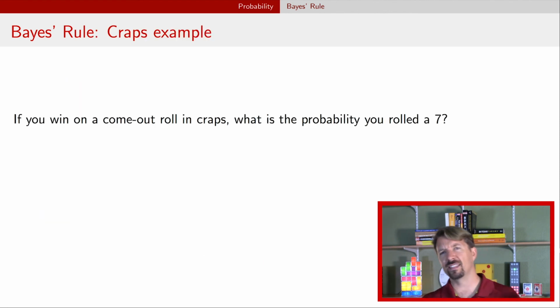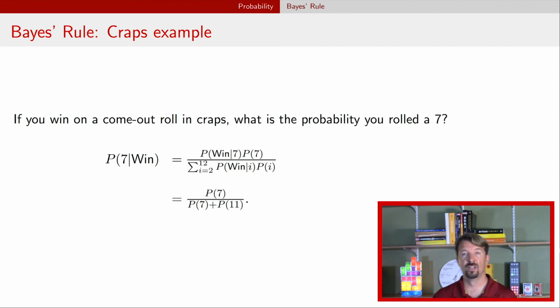All right, so if we go back to that simplistic example of the come-out roll in craps, suppose we reverse the idea. Suppose somebody said, hey, you won, but you didn't actually see what you rolled. You can calculate the probability that you rolled a 7, given that you know that you won. If we want to flip that conditioning, it's the probability of winning given 7 times the probability of 7, divided by the probability of winning.